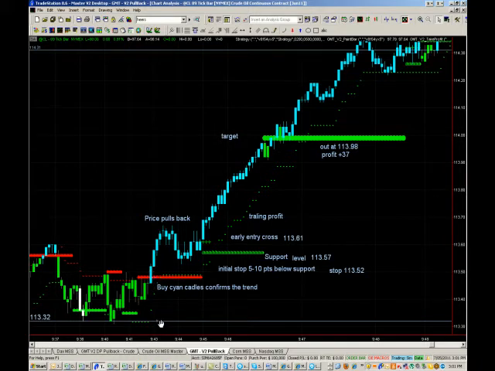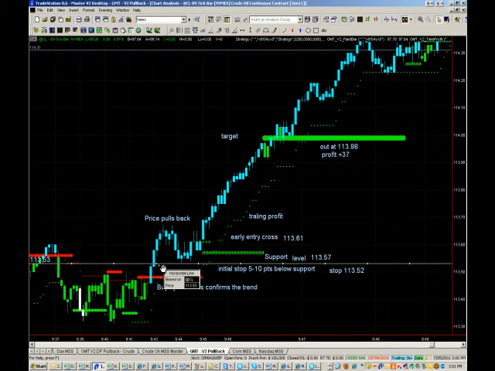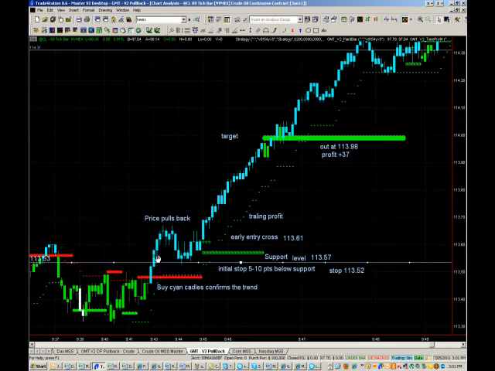That's a cyan candle, giving us that the uptrend has started. So once we get confirmation that we have a trend set up, 113.53, we're looking for a breakout 1 point above the high, and we get into the buy and we're into an uptrend. So the trend trader is away.